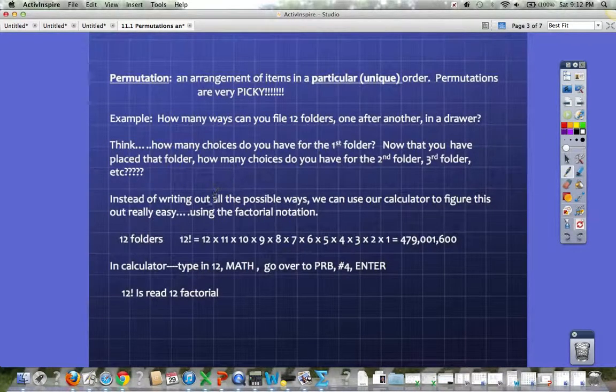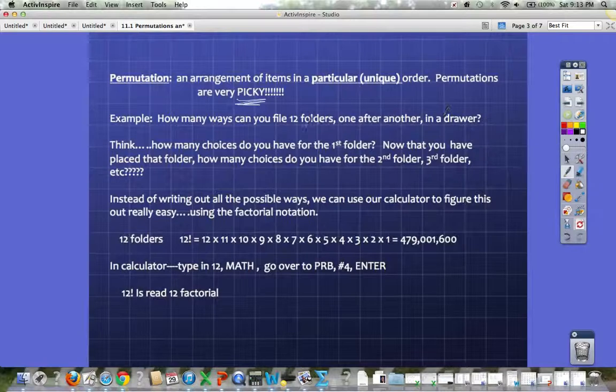Well, in our section, what we're going to be talking about mostly is something called permutation, which is an arrangement of items in a particular order, a very picky, unique order. Permutations are very picky. That is the thing to remember. Permutations, P, picky P, okay? For example, how many ways can you file 12 folders, one after another, in a drawer?